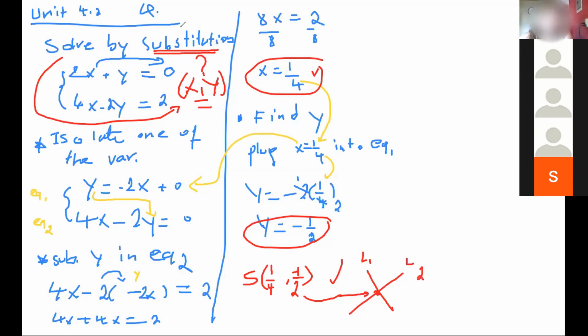So this we solved by substitution. Sometimes the problem will ask you, as we did multiple times before, to solve using graphing. If you graph, the solution will also be the same as this point. Refer to the videos. I've posted plenty of these in the videos. You'll see all the different methods, including graphing, elimination, and this one is substitution.